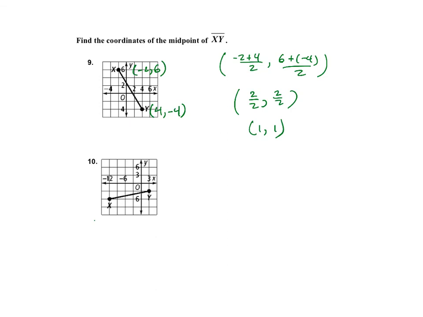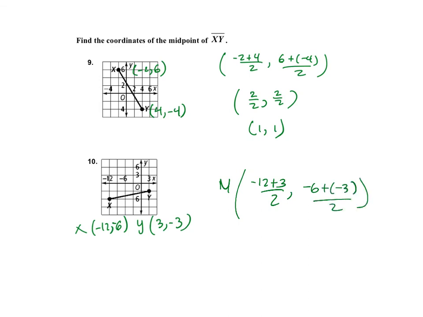Number 10. So I have x is negative 12, negative 6, because it's in the third quadrant. And y is 3, negative 3. As you can see, this goes 3 by 3. This is negative 3. So my midpoint is negative 12 plus 3 divided by 2, and negative 6 plus negative 3 divided by 2. So it's negative 9 halves, and negative 9 halves. That's it.